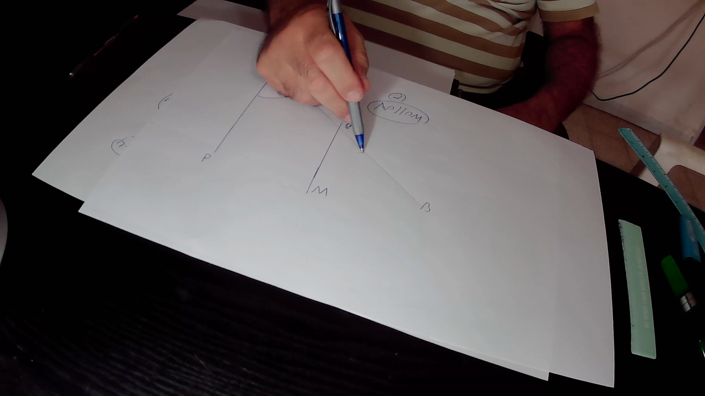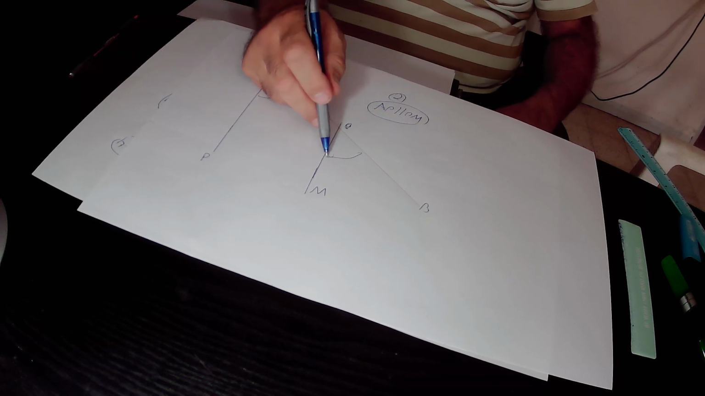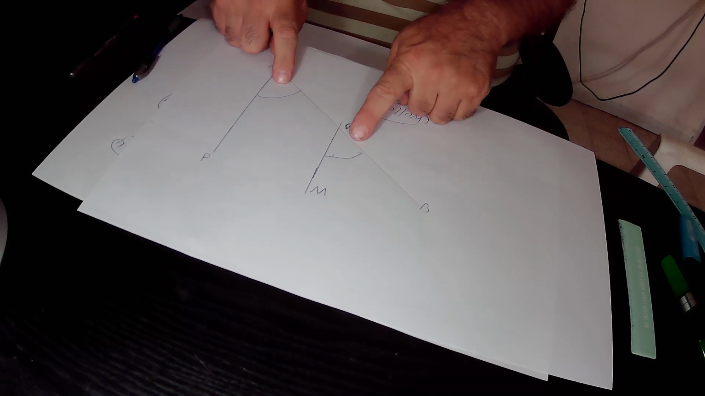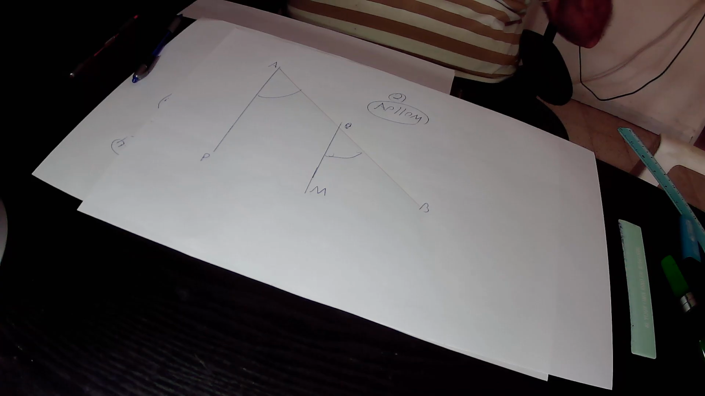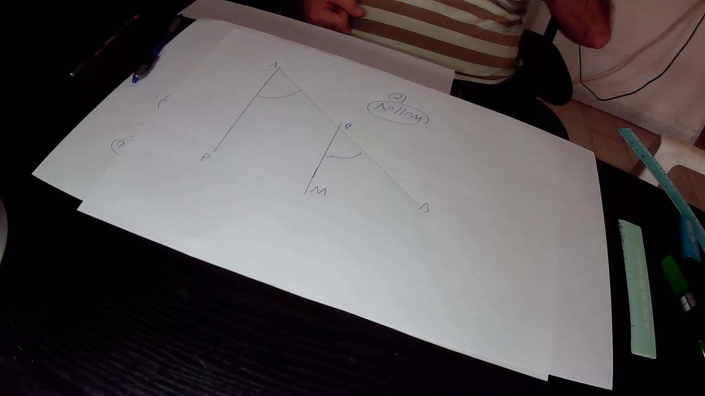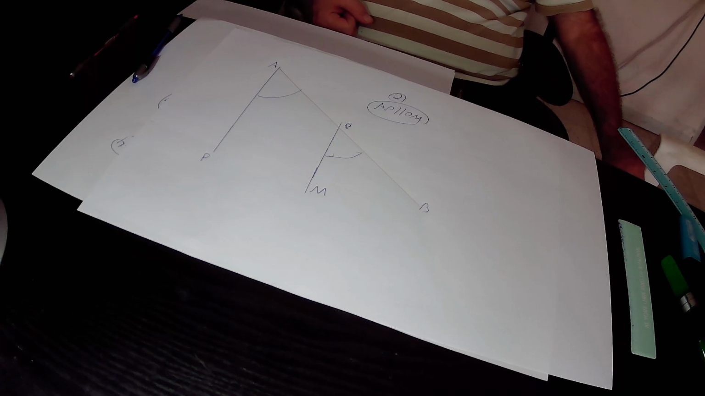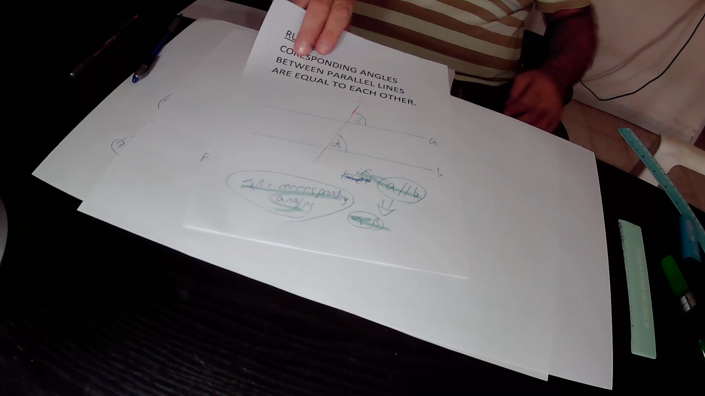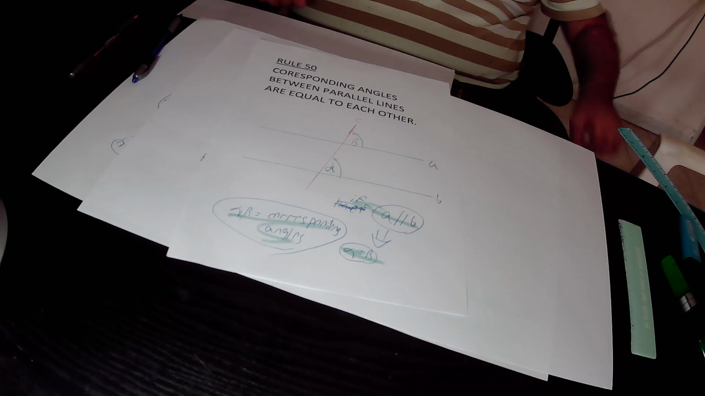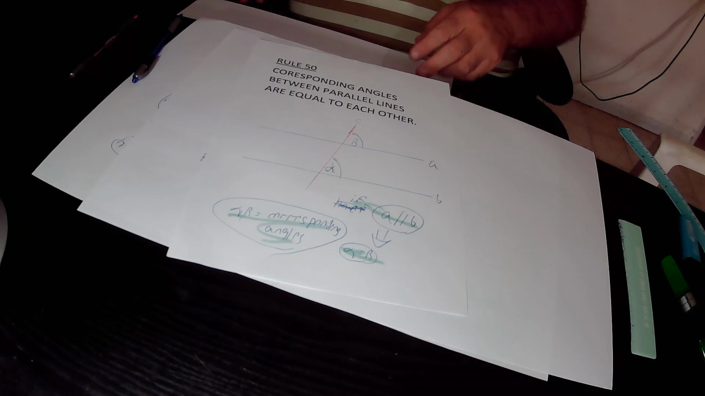Those two angles are defined as corresponding angles and they are located between the parallel lines AP and OM, and therefore they are equal to each other in size. Repeat this on all 50: corresponding angles between parallel lines are equal to each other.